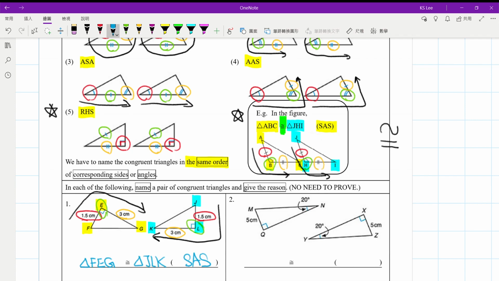So how about the second question? The first information we need to indicate should be a pair of equal angles, 20 degrees. And then we have another pair of equal angles, 90 degrees. And then we have a pair of equal sides, 5 cm. So they are in this order.